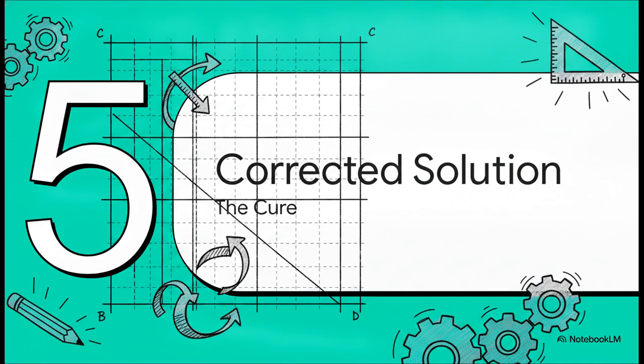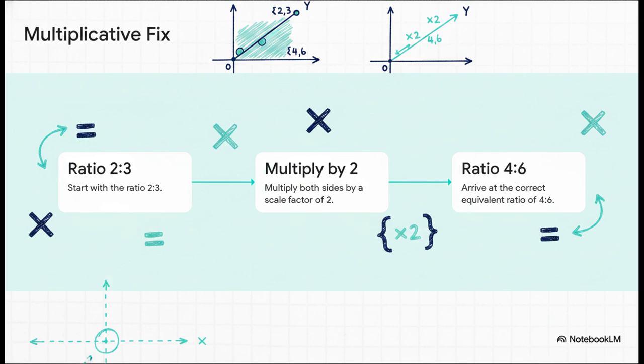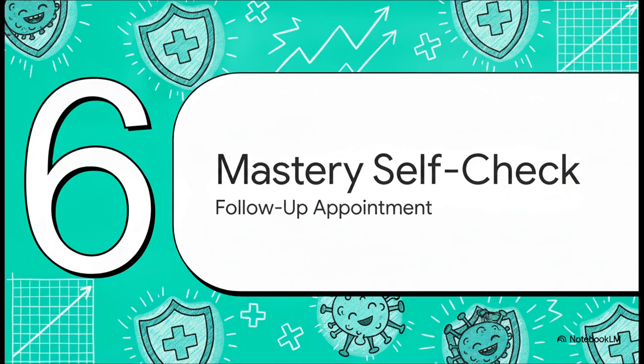Part 5, the corrected ratio solution, the cure. All right, let's reset this problem and rebuild this ratio using the correct mathematical blueprints. The secret? Using multiplicative logic. Instead of adding, we're going to multiply both the input and the output by a scale factor of 2. 2 times 2 is 4, and 3 times 2 is 6. So 4 to 6 maintains the exact same proportional relationship as 2 to 3. And hey, if you mapped this on a coordinate plane, it would form a perfectly straight line passing right through the origin. And finally, part 6, ratio mastery self-check, follow-up appointment.